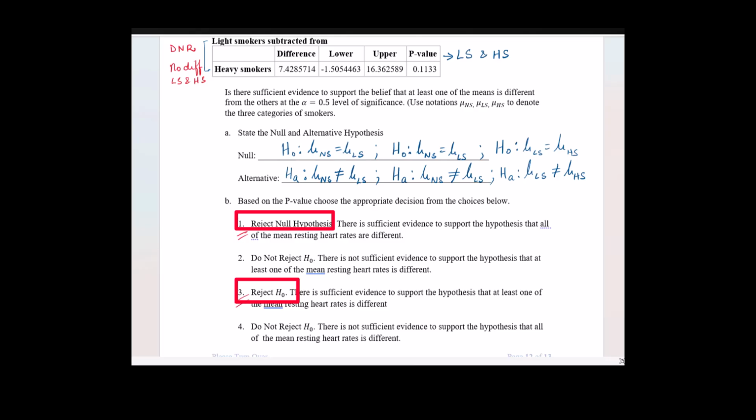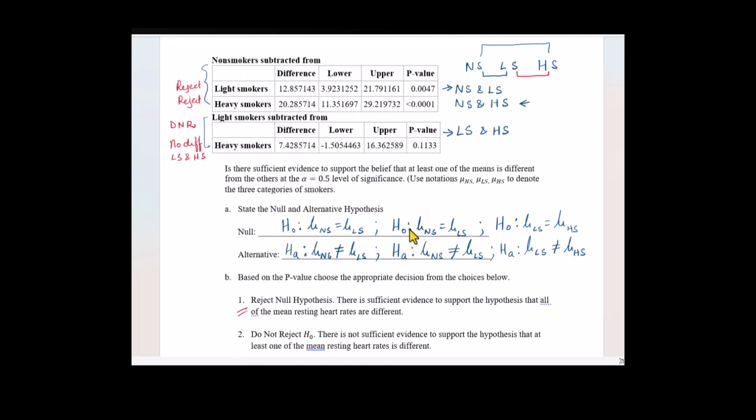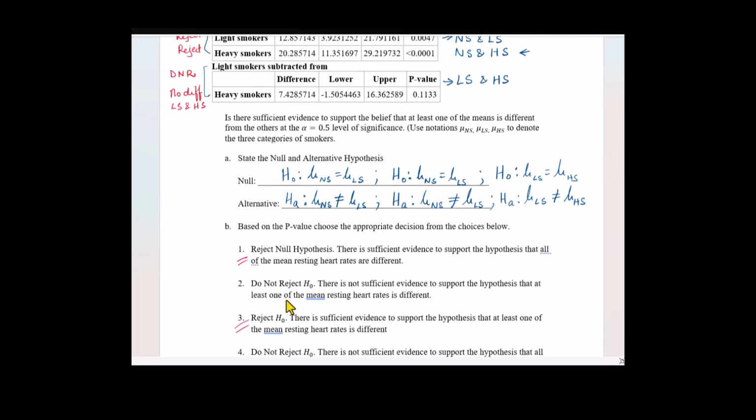It's a tie between the two. So let's see which one is the correct answer. I'm going to read through it completely. It says, reject null hypothesis. There's sufficient evidence to support the hypothesis that all of the mean resting heart rates are different. Now this one says all of the mean resting heart rates are different. We saw up here that not all are different. Light smokers and heavy smokers have the same heart rate. So that tells us that number 1 is not the correct choice. We can eliminate number 1 as well.